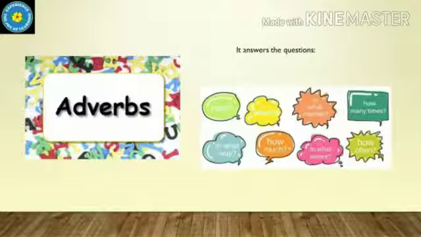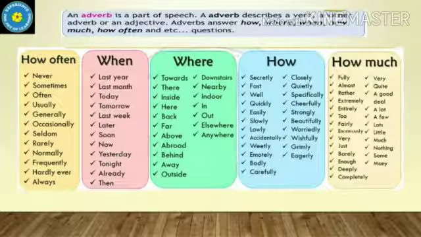The next part of speech is the adverb. Now what does an adverb do? How can we find them? Adverbs answer the questions how, when, to what extent, in what manner, how many times, how often, and in what way.